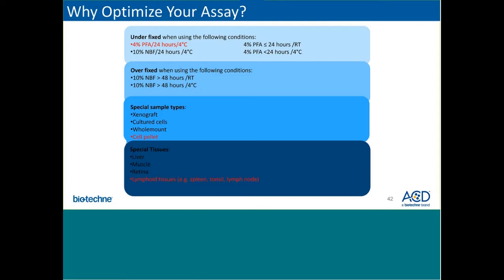There are also some special sample types that could require different pretreatment conditions and optimizations, with a few listed here. If your tissue of interest has not been listed or you're unsure if the tissue has been fixed per our recommendation, feel free to reach out to technical support and we'll be able to help provide some recommendations.